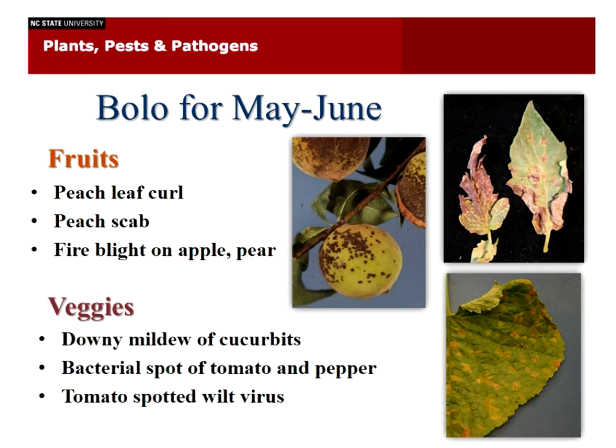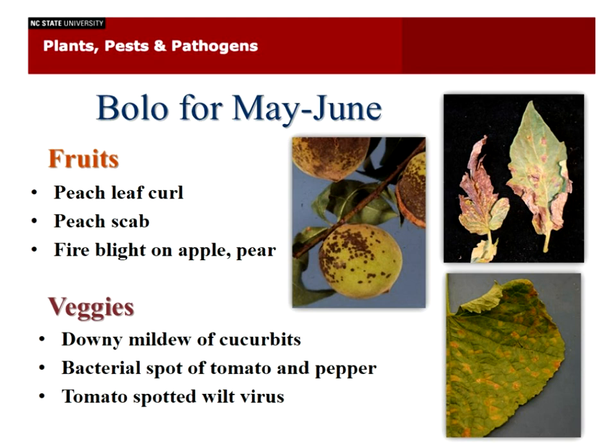With that, let's just look ahead for the next couple of months, what you'll be wanting to keep your eyes and ears open for. On fruit, this is, of course, just a small selection of the many things that are going to be coming our way, but some things to keep an eye out for will be the peach leaf curl, which is a relative of the oak leaf blister, causing deformation and reddening of leaves.